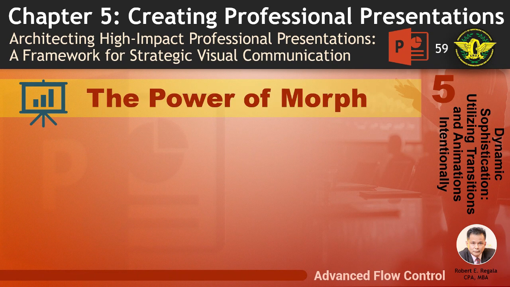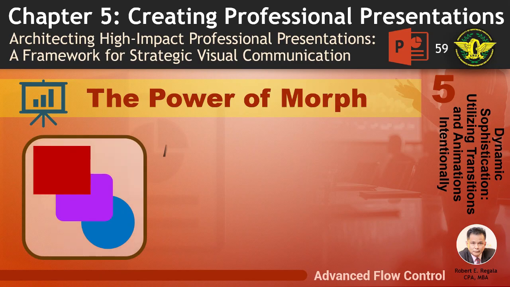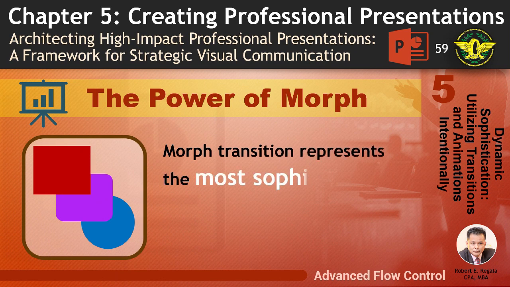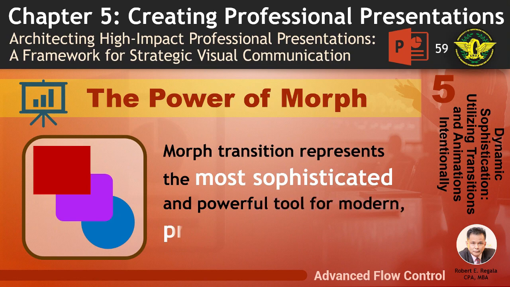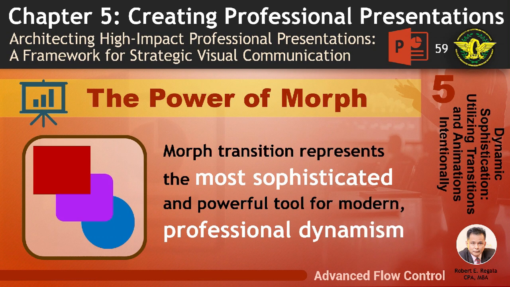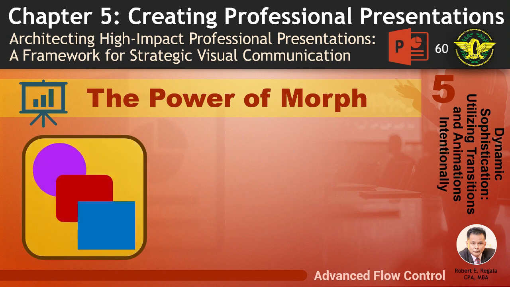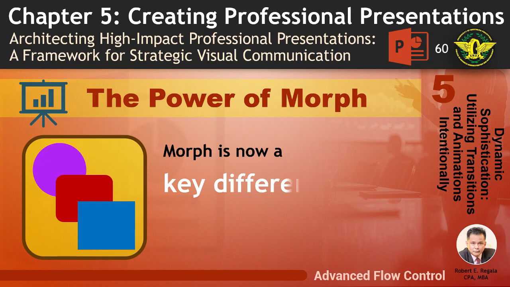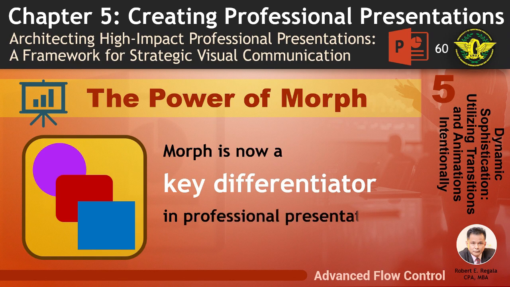Advanced flow control, harnessing the morph transition. The morph transition represents the most sophisticated and powerful tool for modern professional dynamism. It is a dynamic content effect that creates highly polished, seamless animations across sequential slides. Morph works by recognizing object shapes, images, text that appear on both the preceding and current slides, and automatically generates a smooth transition in their position, size, or orientation. Mastery of morph is now a key differentiator in professional presentation creation, enabling sophisticated visual storytelling while rigidly adhering to the rule of intentionality.